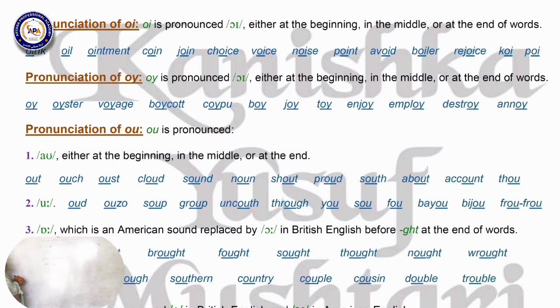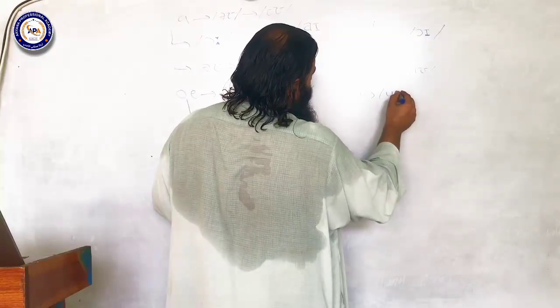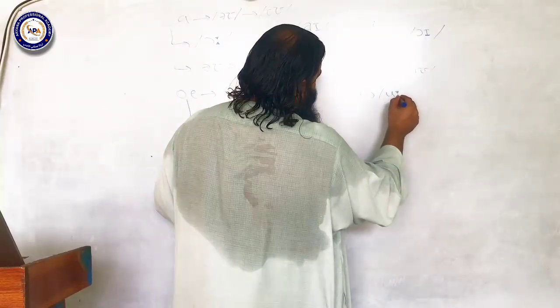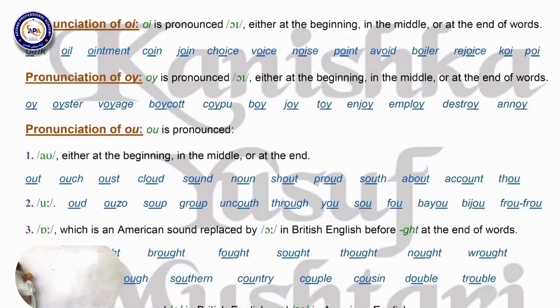Second sound given by OU is oo. The long vowel, long back vowel, and lips are rounded. Ooh. Like ood, uzu at the beginning, and in the middle, like soup, roop, and coot, through, and at the end, like you, su, fu, bayou, bijou, and fru fru.